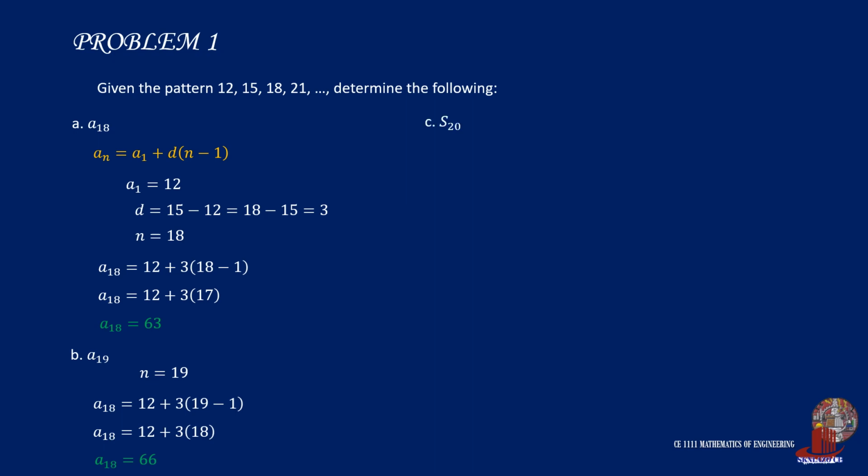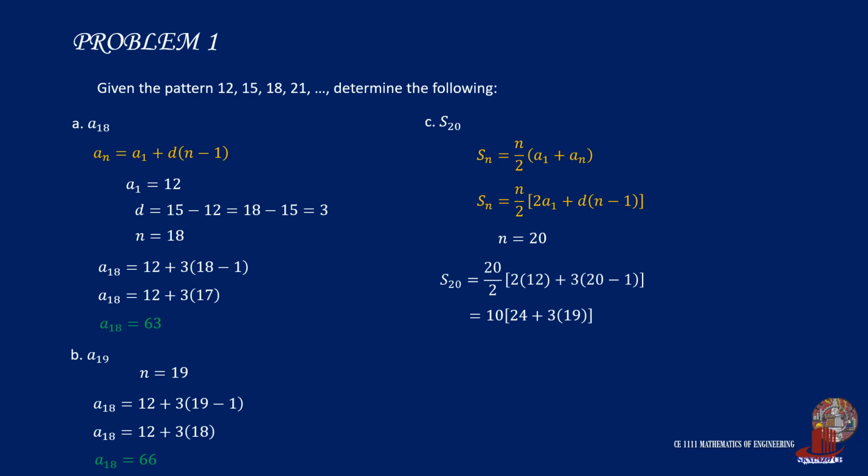For the summation of the first 20 terms, there are two equations which we can use. However, since we have no idea what the final term is valued at, we would be using the second equation. Taking n as 20, s sub 20 becomes 20 over 2 times twice of 12 plus 3 times 20 minus 1. Simplify the equation and have 10 times 24 plus thrice of 19. That can be evaluated as 810.